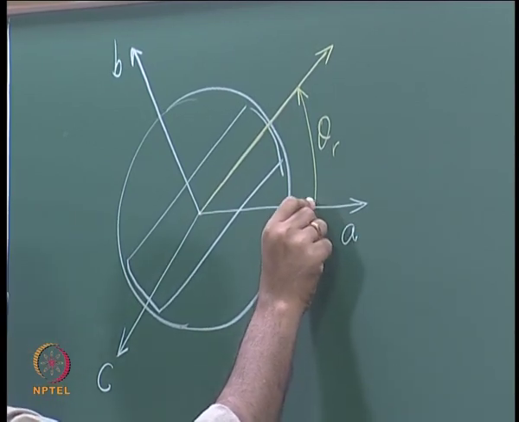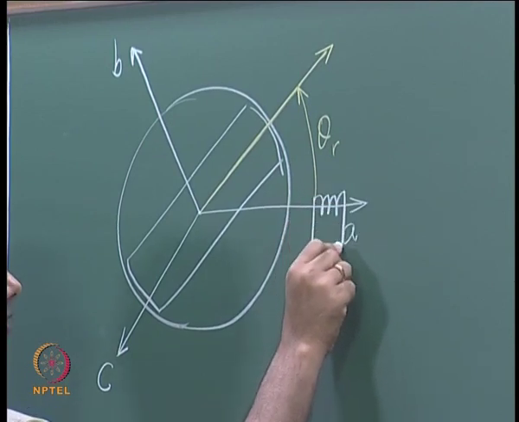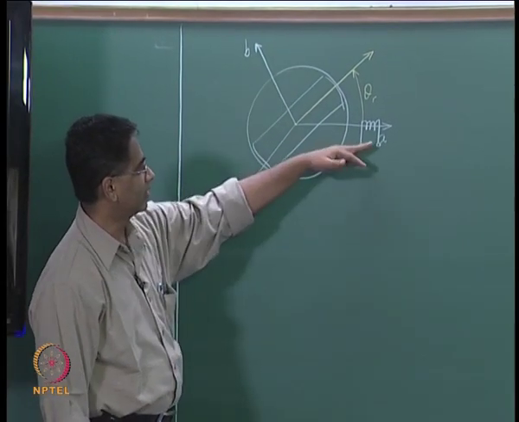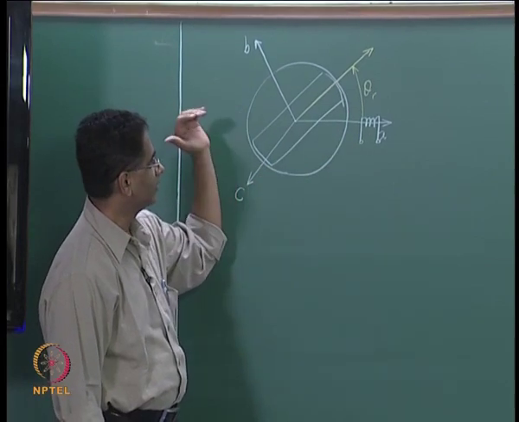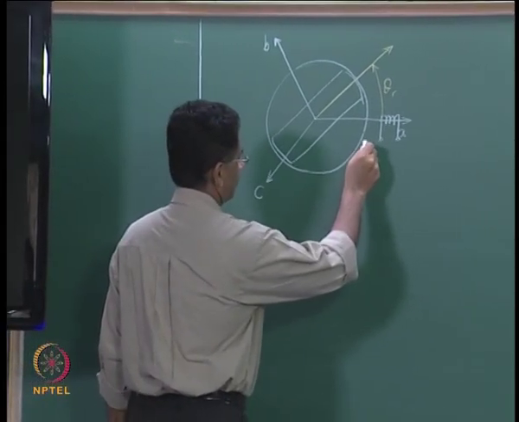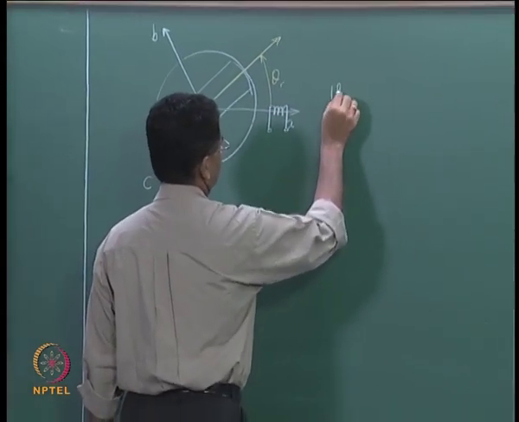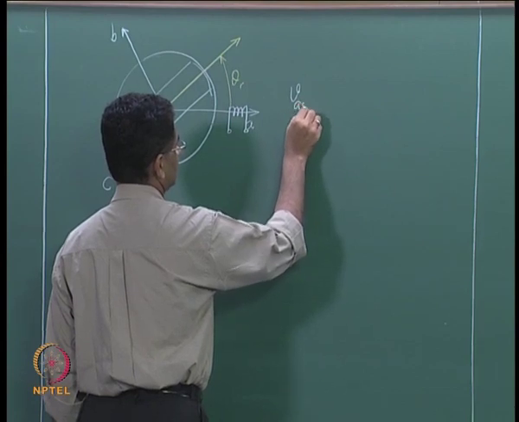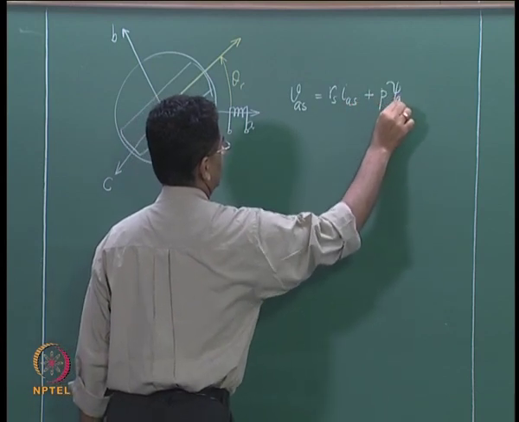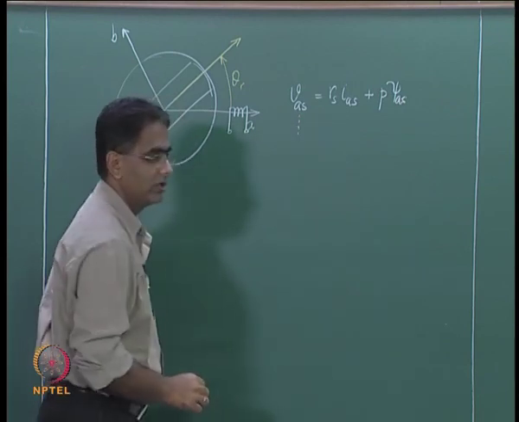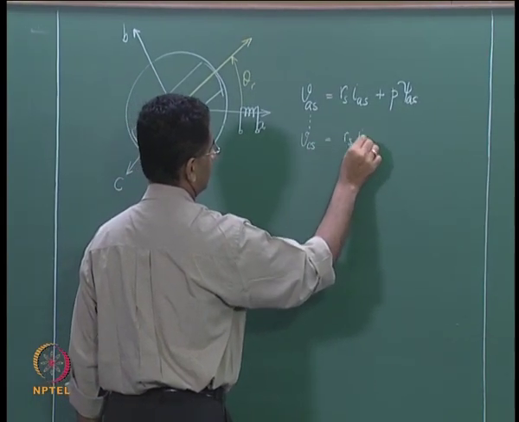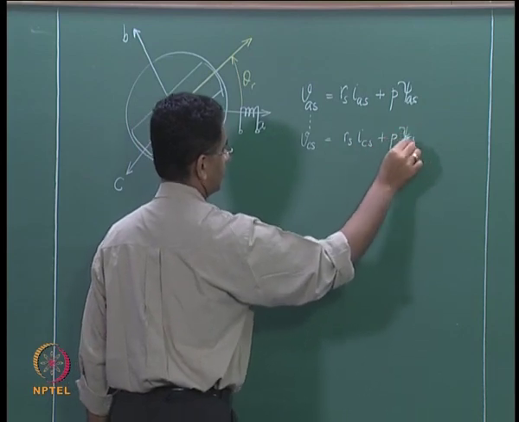If you take the A phase axis, we symbolically represent the coil or the winding of the A phase in this manner. The winding is actually on the stator and we represent it like this to denote that the axis of the A phase winding is here and you have a coil there. What we are going to write is the expressions relating to, for example, VAS equals RS into IAS plus P times psi AS, and similarly you have all equations for the stator, VBS and VCS, that is RS into ICS plus P times psi CS.